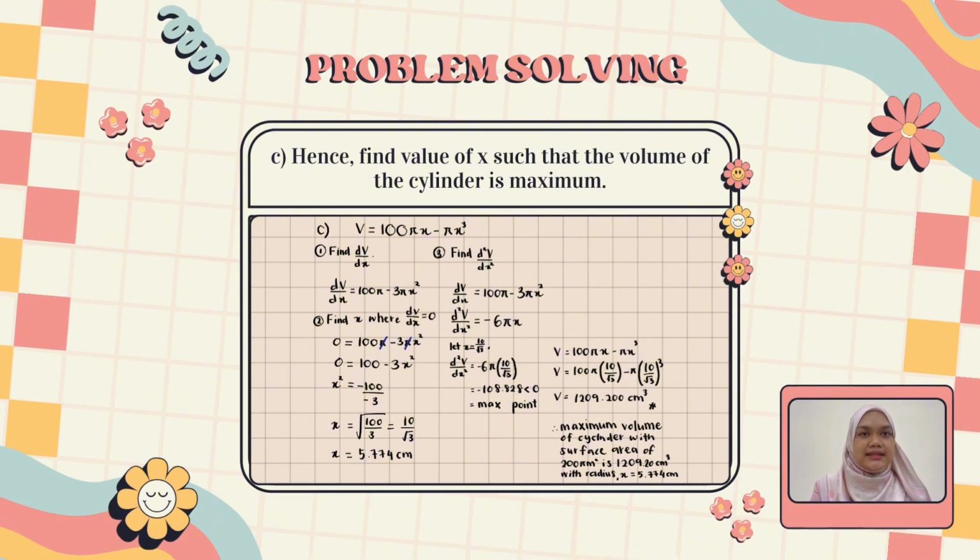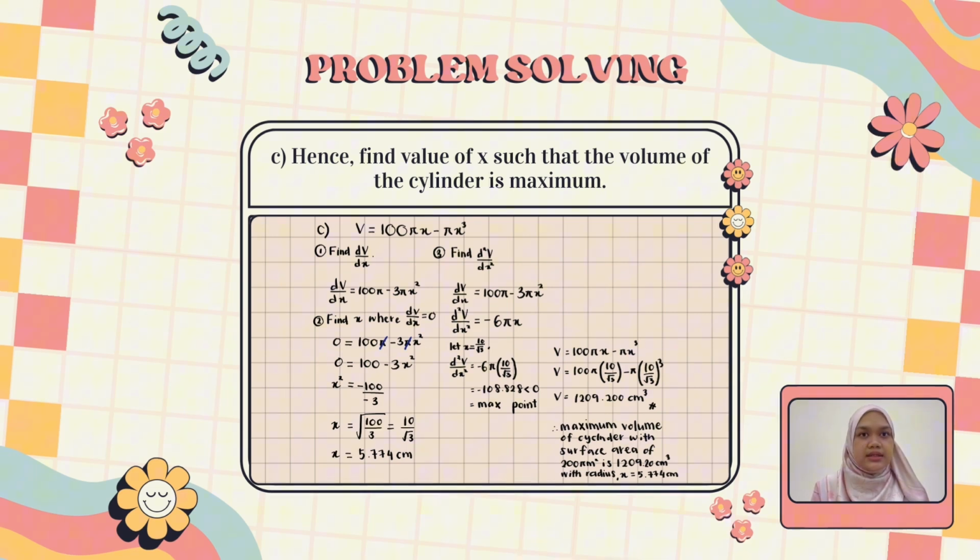For question C, hence find value of x such that the volume of the cylinder is maximum. V equal to 100 pi x minus pi x cube. First, find dV over dx. dV over dx equal to 100 pi minus 3 pi x square. Second, find x where dV over dx equal to 0. 0 equal to 100 pi minus 3 pi x square.